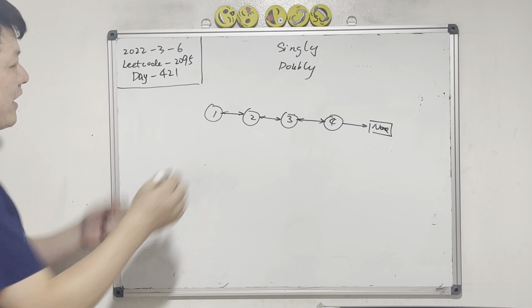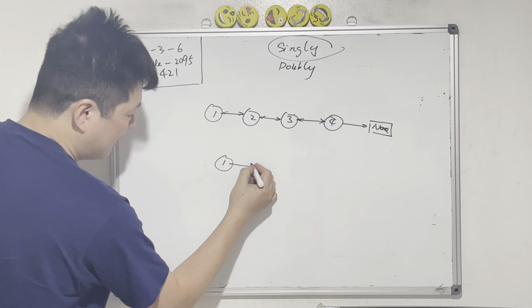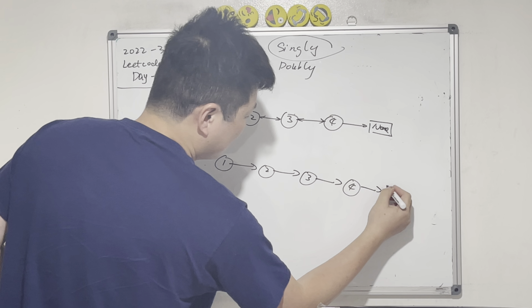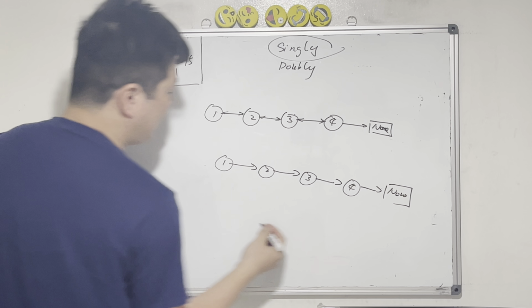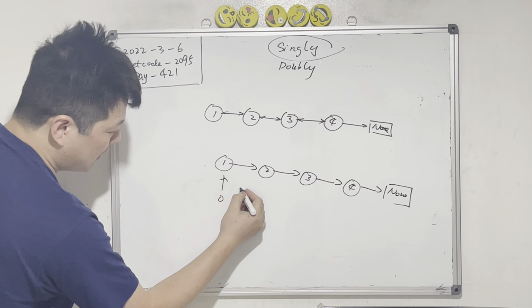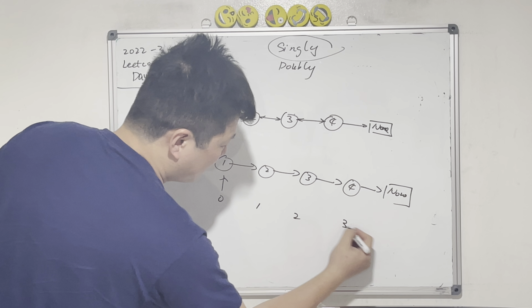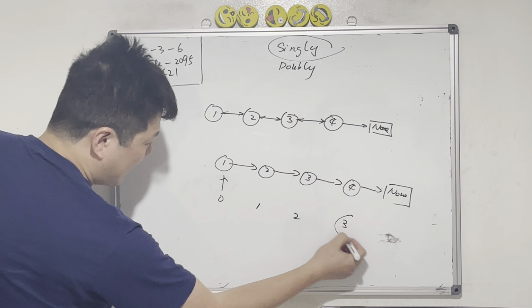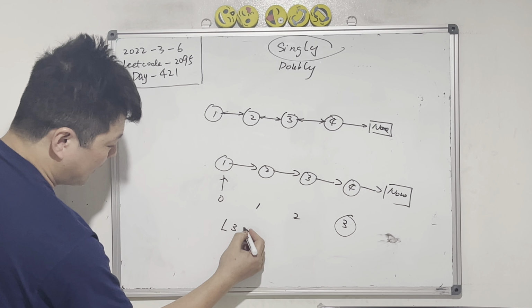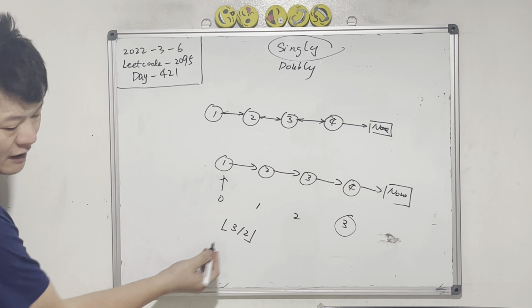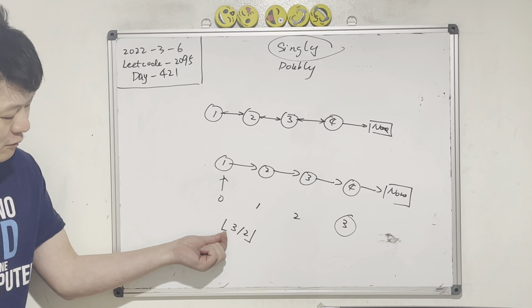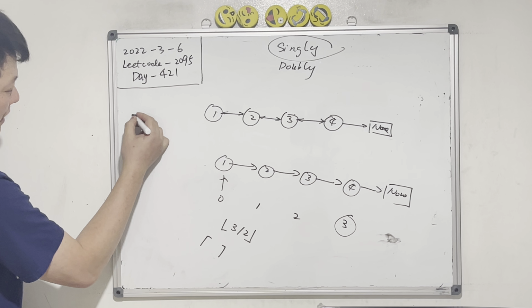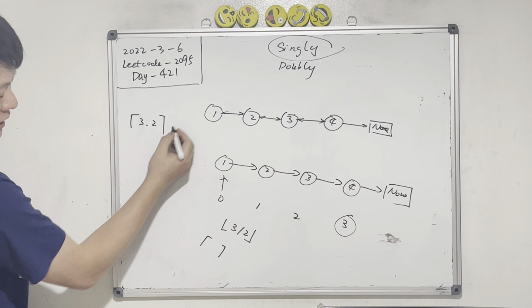So today, given a singly linked list, we want to delete the middle of it. So what's the middle? The first node has index 0, the second is 1, 2, 3, 4. We want to delete the middle node, which is the last index divided by 2, which means to get the floor. What's this symbol? That's floor. That's ceiling. Ceiling of 3.2 equals 4.